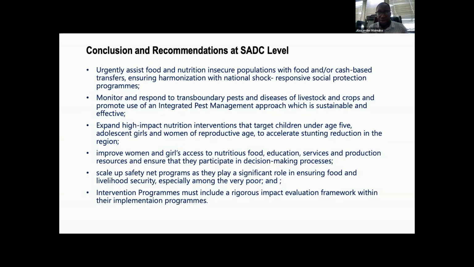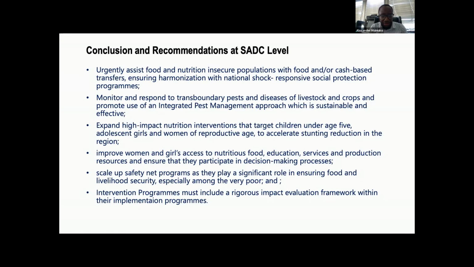In general, on a more SADC level, what we are advocating, and probably recommending, is that there should be an agency system for food and nutrition for the insecure population, and also a need to monitor and respond to pests. As we know, for example, we had locust problems within the region that affected a number of areas. We're also advocating to expand high impact nutrition interventions that target children, given the high stunting levels in the region, as well as improve women and girls' access to nutrition, food and education.